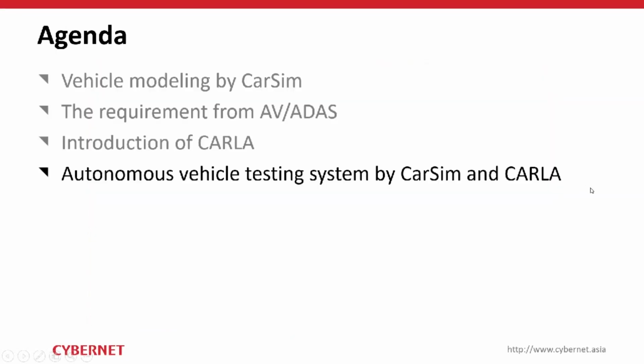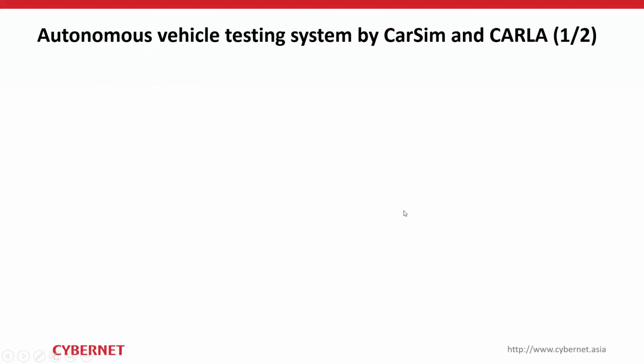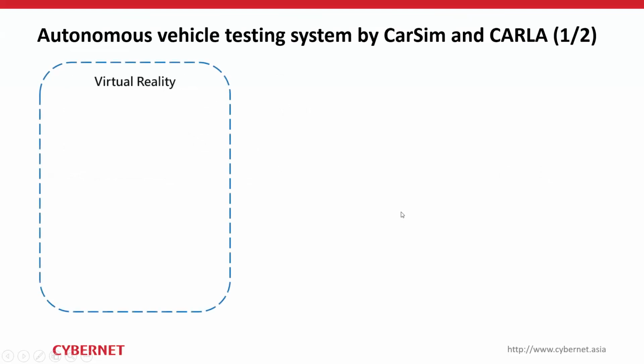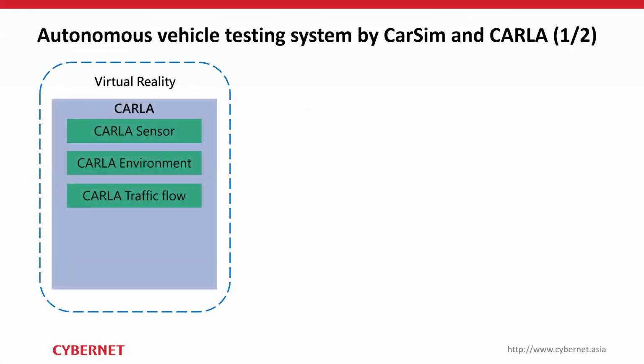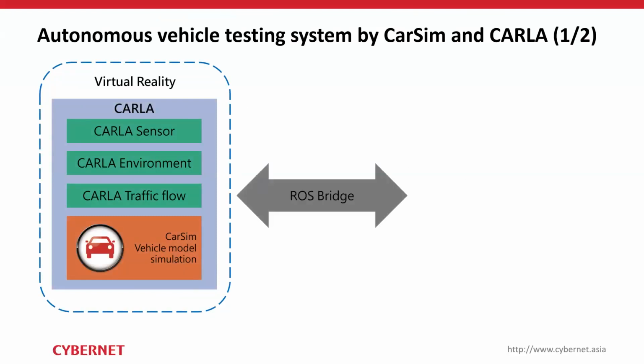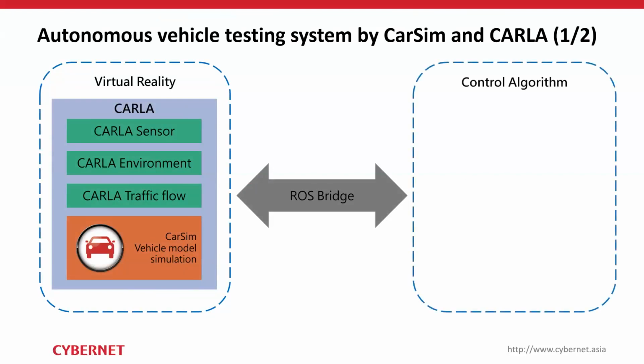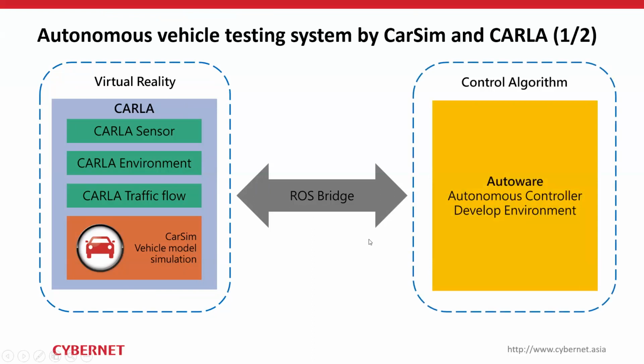Now we have covered vehicle modeling, the requirements from AV ADAS, and the introduction of CARLA. The final part is the introduction of our solution, the autonomous vehicle testing system by CarSim and CARLA. The idea is to embed CarSim into CARLA. CarSim has a plugin for Unreal Engine, and we can integrate it into CARLA's vehicle object. At the same time, we can use ROS Bridge to integrate CARLA with Autoware. That helps customers a lot. They can easily put their control algorithm into our tool. So let's move on to the next video to see how it works.